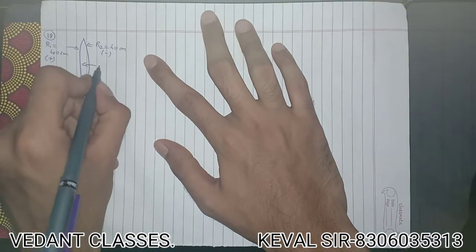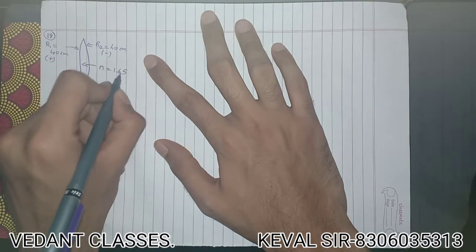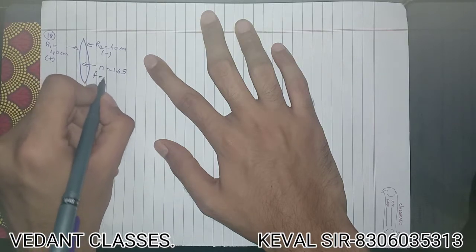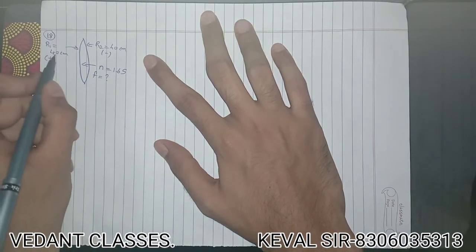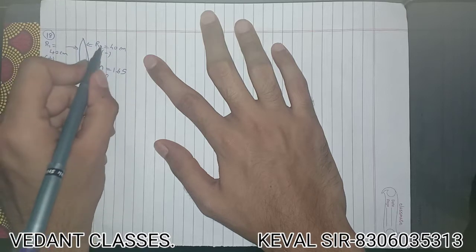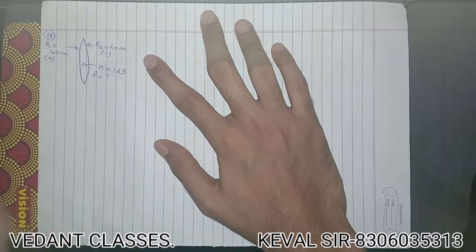The refractive index of the material is 1.65. We need to calculate the focal length. See, it is plus just because its curvature is on the right hand side, and this will be minus because its curvature is on the left hand side.